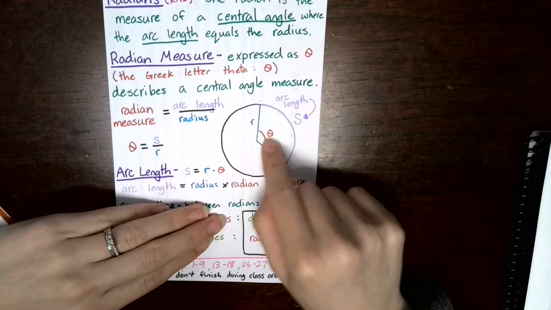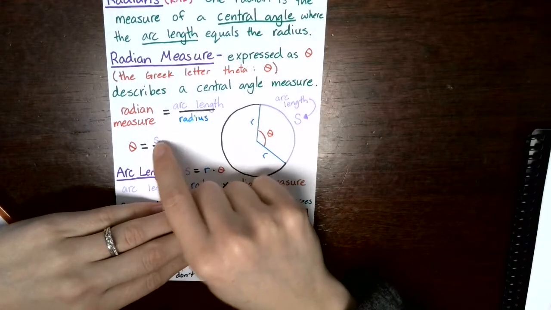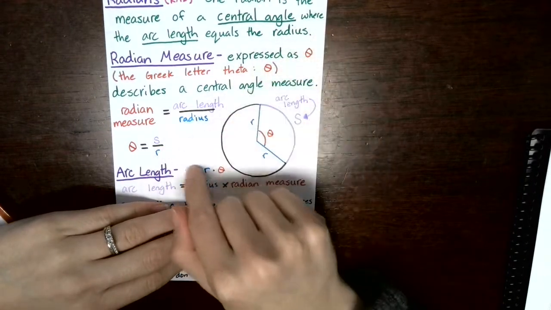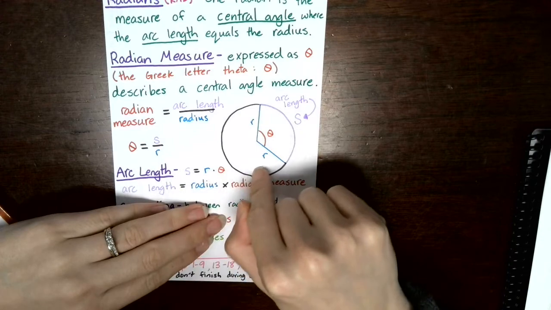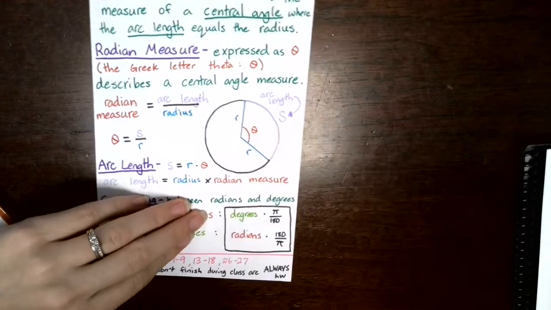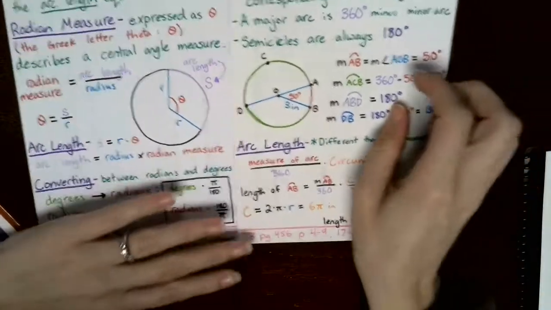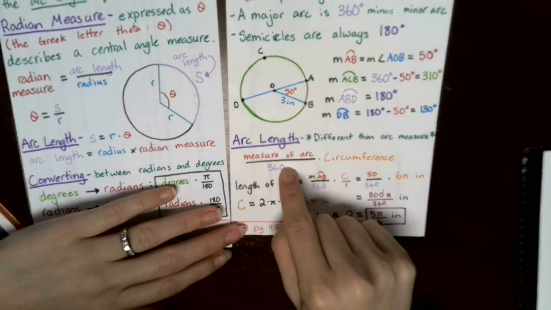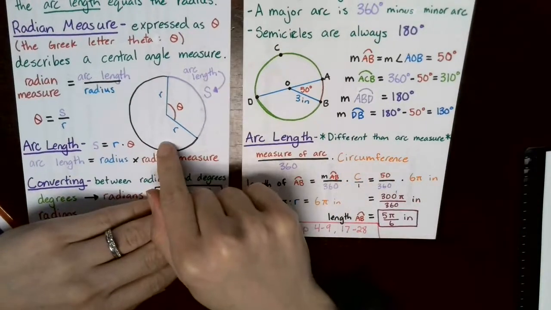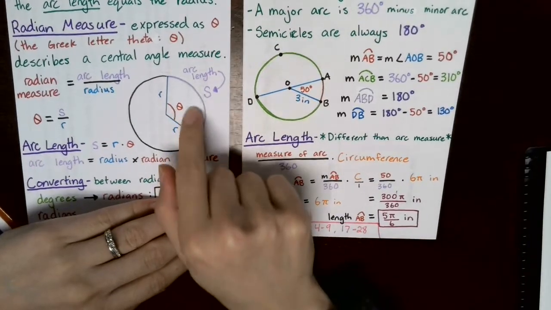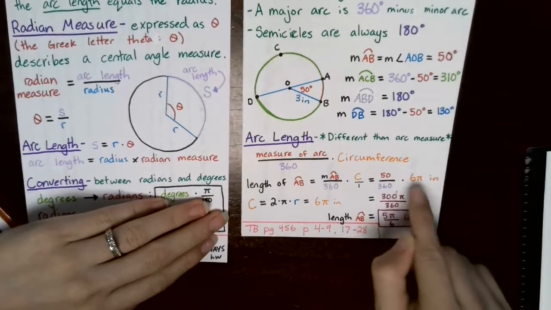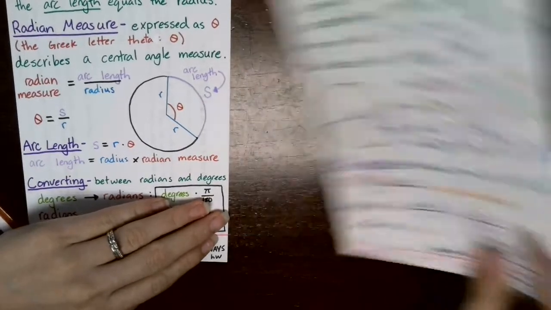Now, the reverse of that, if I just move this formula around, if I want to find arc length, this formula is actually really easy. So arc length, I just do radius times radian measure. That's actually less work than doing measure of arc over 360 times circumference. If I have radius and radian measure, I just multiply those two, and then I don't have to do all of this work over here.